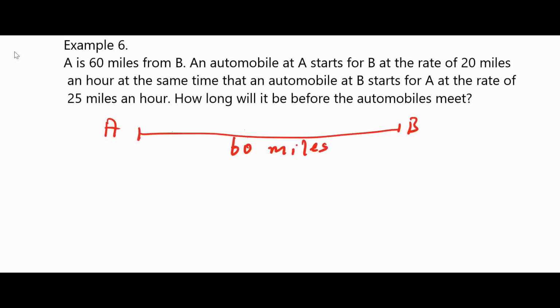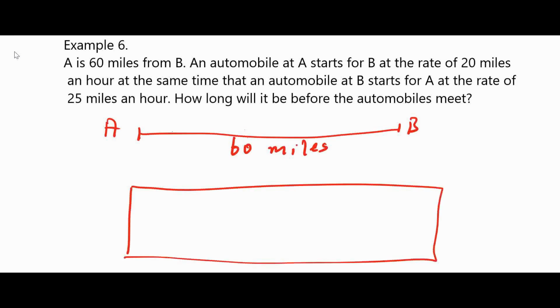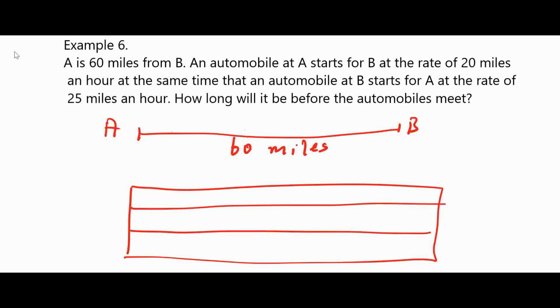So we can now use the table and create 3 rows, and automobile at A and automobile at B, and the rates.